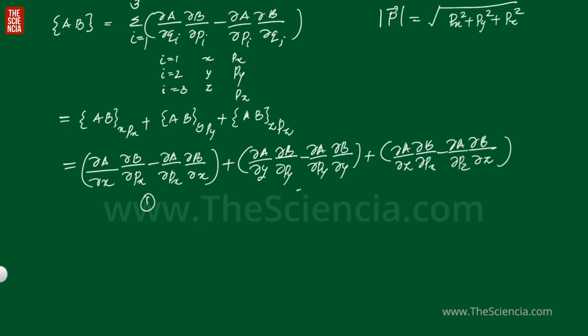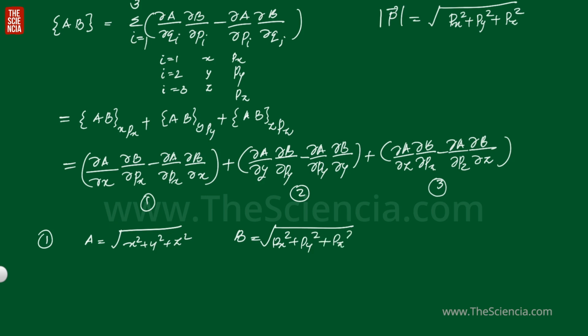So this is first term, this is second term, and this is third term. Now I am going to solve for the first term. We know A equals root of x square plus y square plus z square and B equals root of px square plus py square plus pz square. So what will we get? Substituting in this equation, dou A by dou x is 1 by 2 (x square plus y square plus z square) raised to 1 by 2 into 2x. So now dou A by dou x is over.